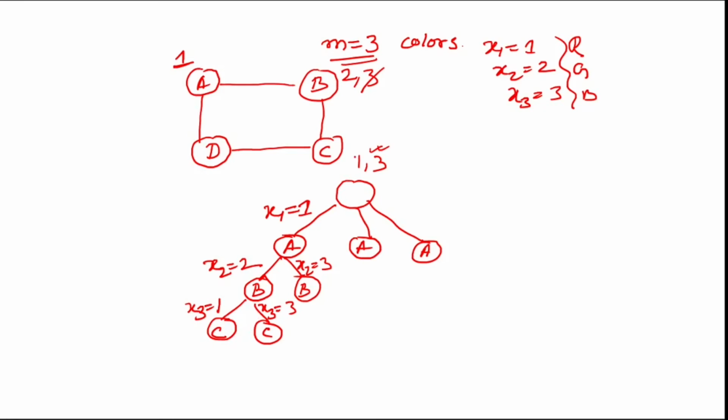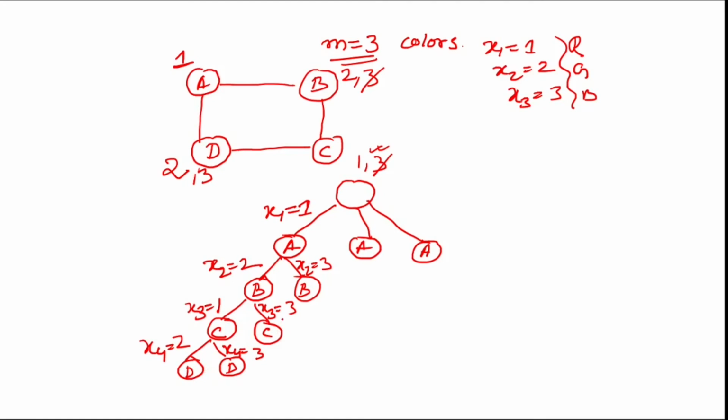Now for D, if C is 1, then it cannot be 1, because if you put 1 here, then these two will have the same color. So we can have here 2, and we can also have here 3. So x4 equal to 2, x4 equal to 3. So this is D. Now no further steps can be done.